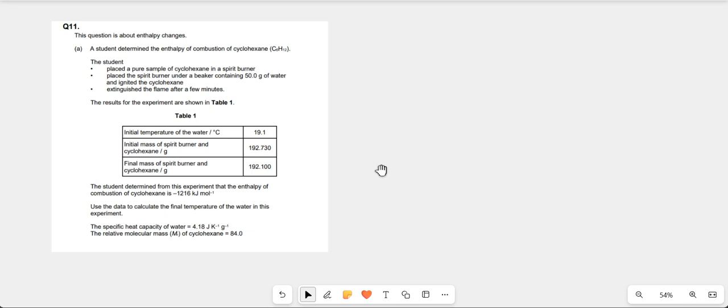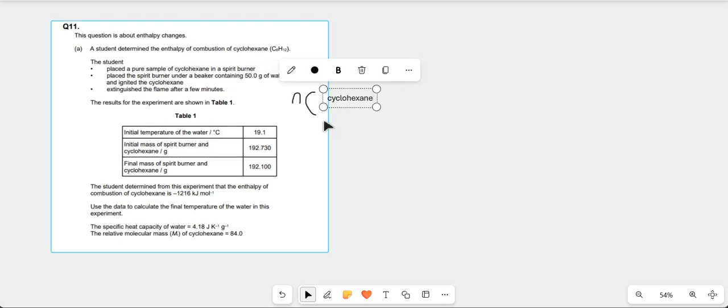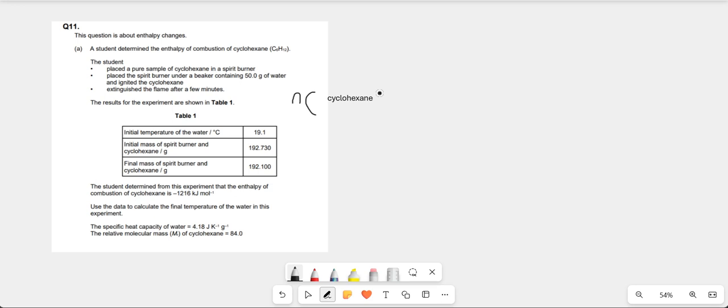Find delta T, I think, right? So the student uses the data to find the final temperature. Let's just find the moles of cyclohexane first. This is gonna be a long video, by the way. So I'm gonna take the final temperature minus the initial temperature, the mass in grams, to find the actual mass of cyclohexane, because remember, moles is mass over Mr.